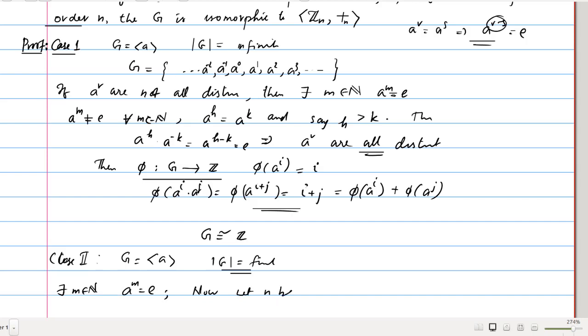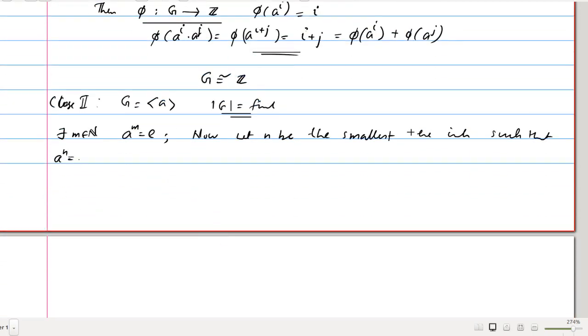Now let N be the smallest positive integer such that A raised to N is equal to E. If there exists at least one M belonging to N such that A raised to M is E, then you can easily choose the least such N. Then any S belonging to Z can be written as NQ plus R for 0 less than or equal to R less than N. As a consequence, if S belongs to Z, you can write it in this form with R and Q. Then what is the consequence of this?